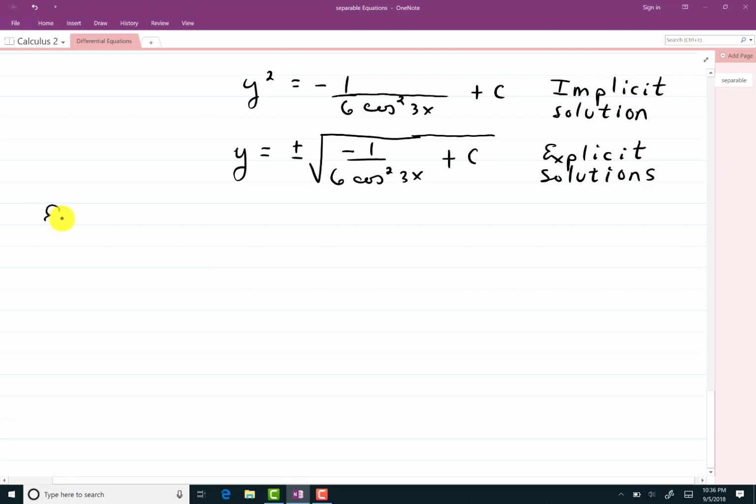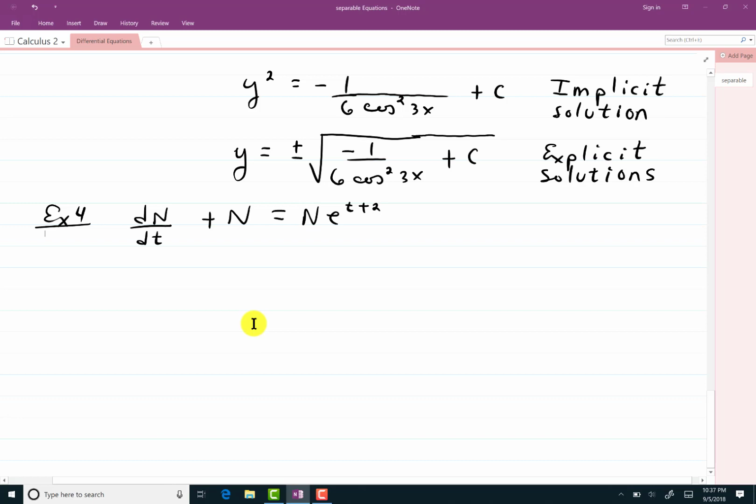For example 4, we have dn over dt. And a lot of things will have a dt because time is so important to any kind of real-life problems, especially calculus or differential equations. Time is most always going to be your independent variable. And suppose the other side is n e to the t plus 2. So in this situation, n is like your y and t is like the x.